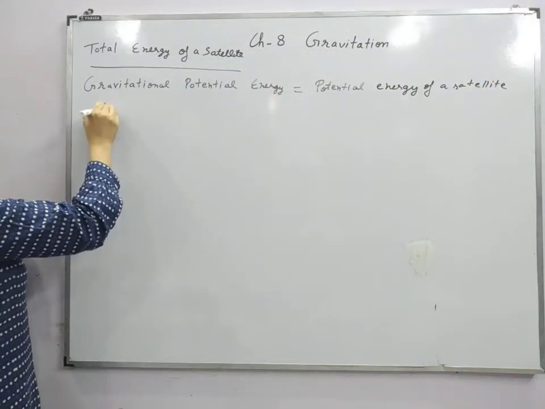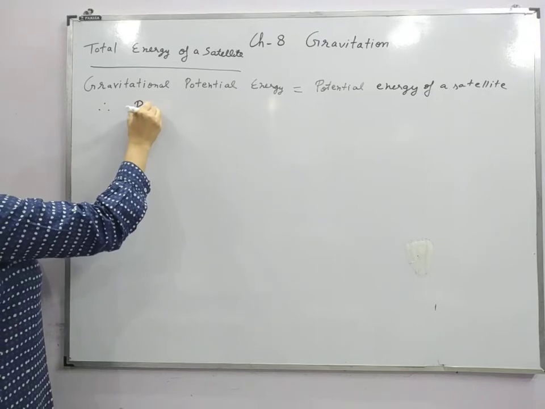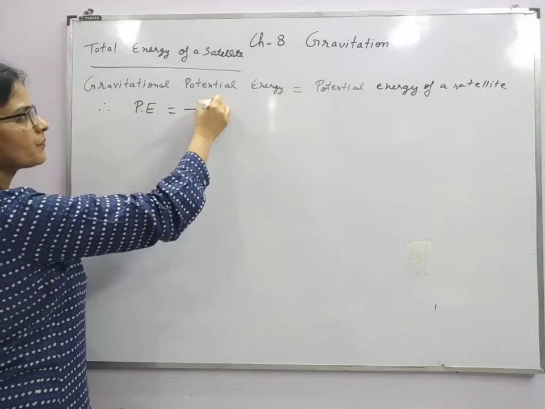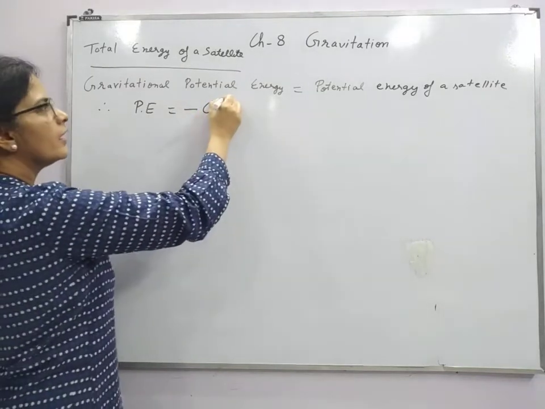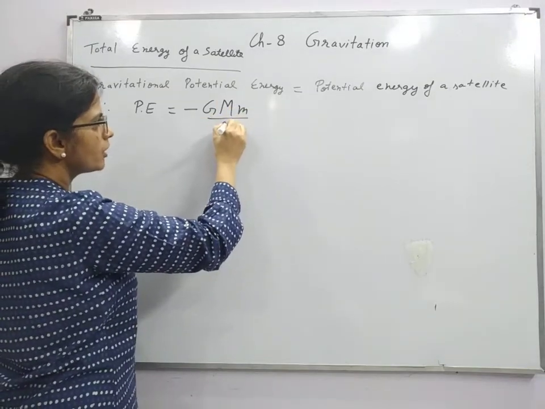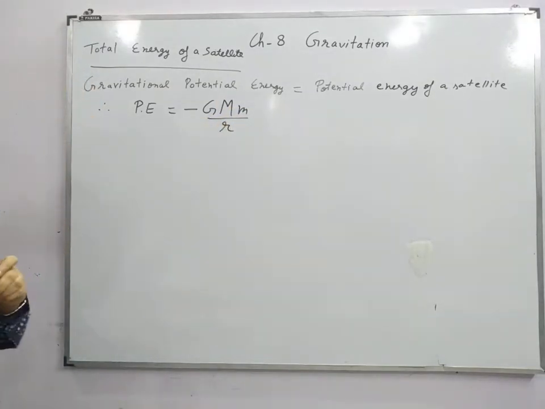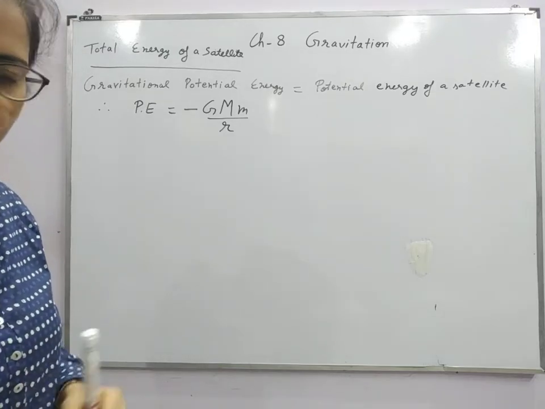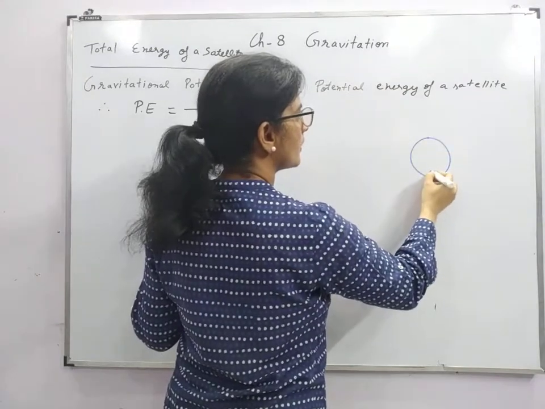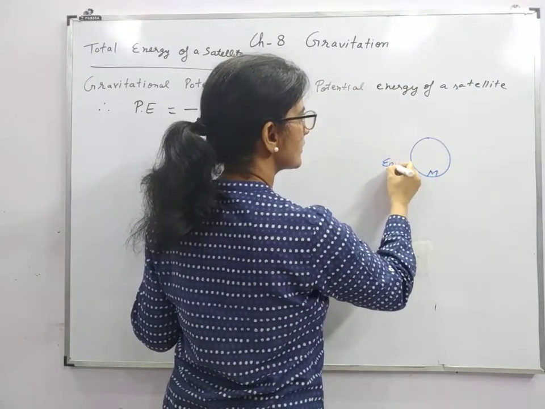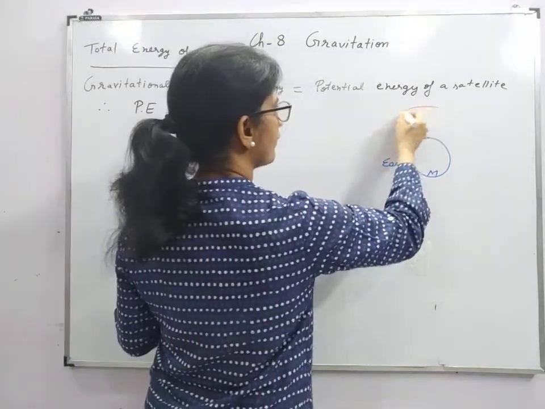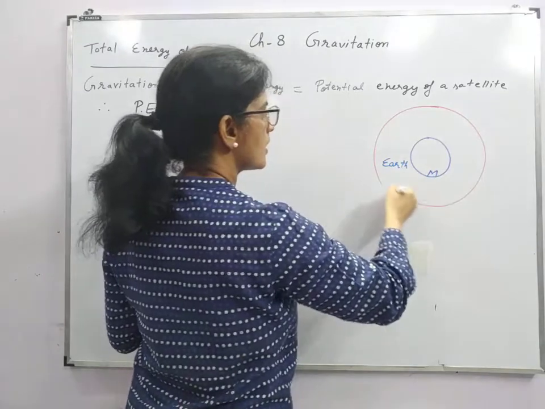So therefore, we can write that the formula for potential energy is equal to minus G mass of Earth, mass of satellite upon the radius of the orbit. So just to recall, I'm drawing the diagram again. If you have this Earth, the mass of Earth is capital M. The satellite is revolving around it in this orbit.